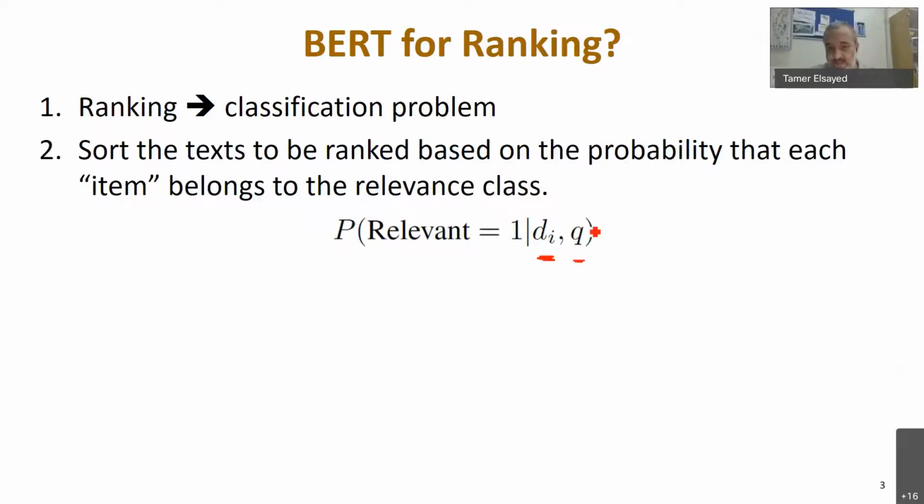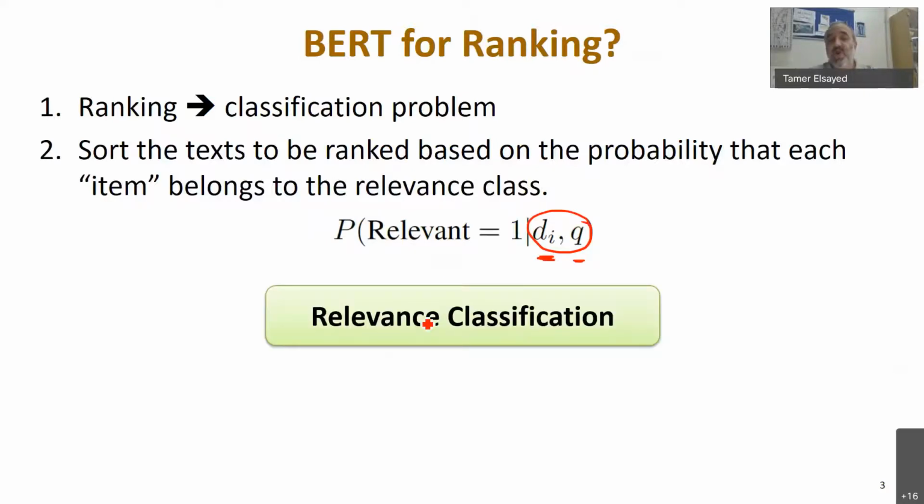So we'll give these two to the fine-tuned model, and we get a probability, and this probability, of course, is of one of the classes, which corresponds to the relevant class, and then we rank based on these probabilities. Okay, that's the main idea. We call this relevance classification because we are classifying for relevance.